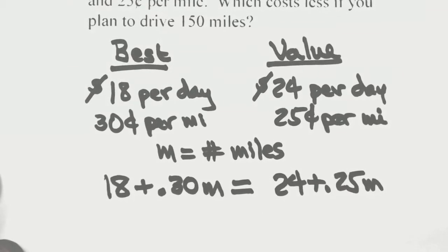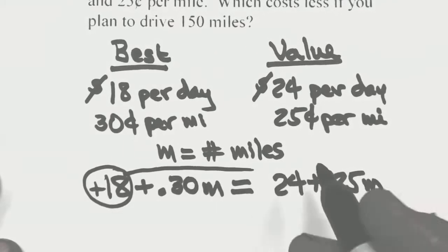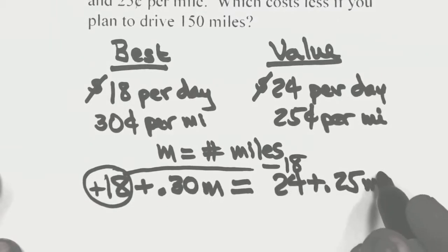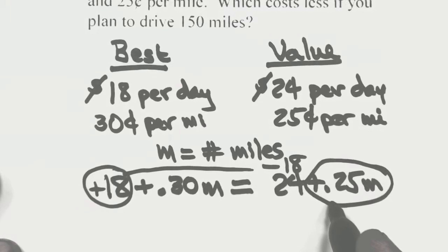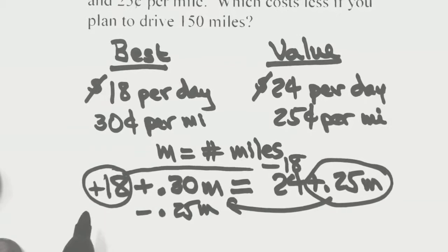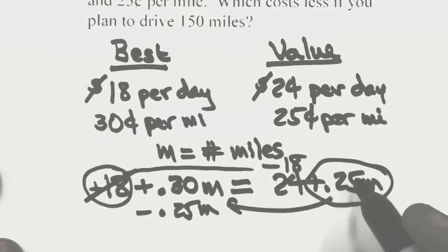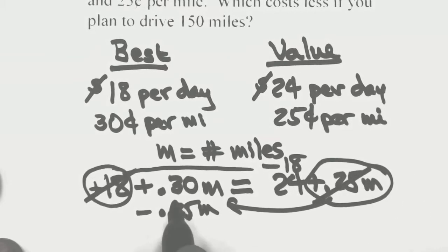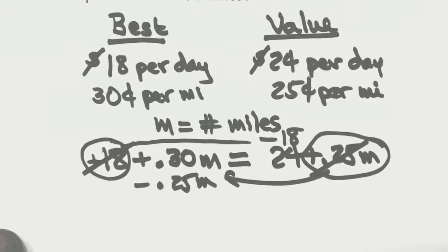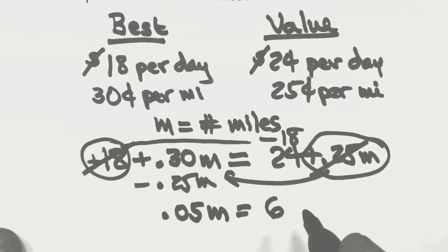Now, as usual, let's solve this. Remember, we have to move numbers to the right, so the plus 18 will come over here as negative 18. And we have to move the variable to the left, so the plus 0.25m will come over as negative 0.25m. I moved plus 18 to negative 18, plus 0.25 to negative 0.25. I'm correct in that. Now, let's see what we have left on each side. On the left side, I end up with positive 0.05m equals over here 24 minus 18. That's going to give me 6.